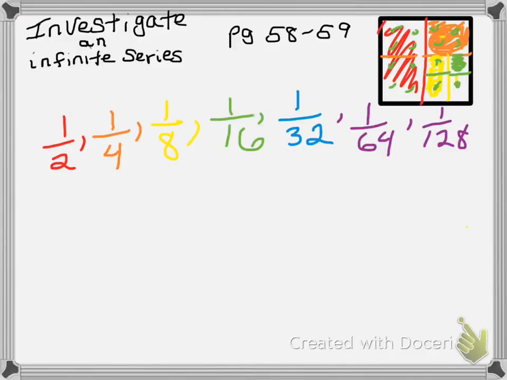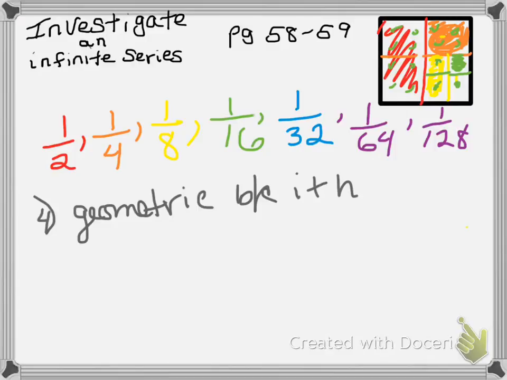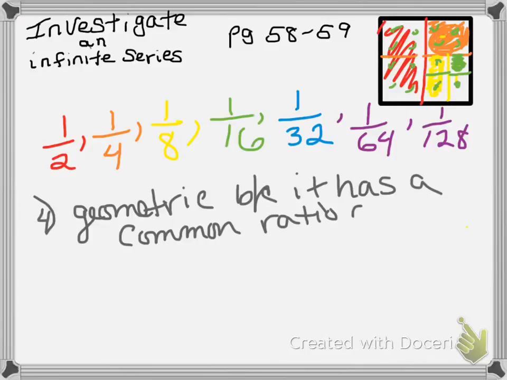Okay? Next question asks us is the sequence arithmetic, geometric, or neither? Justify our answer. Well, we know that we have a common ratio, and the common ratio is 1/2, so it's going to be geometric. And let's just write that down for you. So 4 is geometric because it has a common ratio of 1/2.